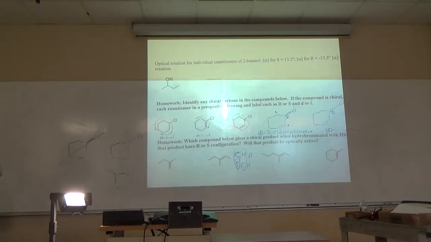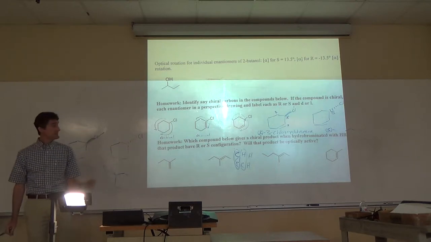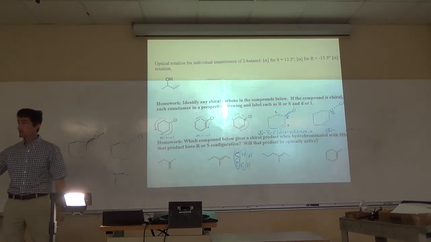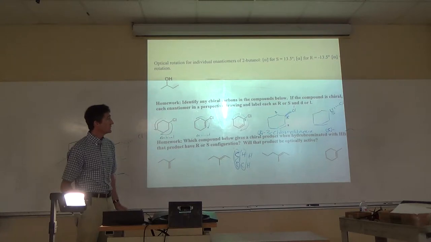What else could we put in front of these instead of R, S? You could use D or L. Which one's D? Don't know. We would have to have more information in order to use the D and L. And if you had that information, instead of D or L, you could use plus or minus, same thing as D or L. D would be plus and L would be minus. Sometimes you'll see both used. It may say R plus in the name, if R was plus. Stereochemical descriptors. Okay.